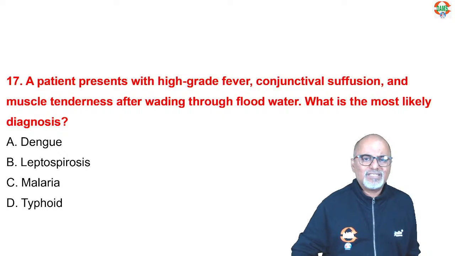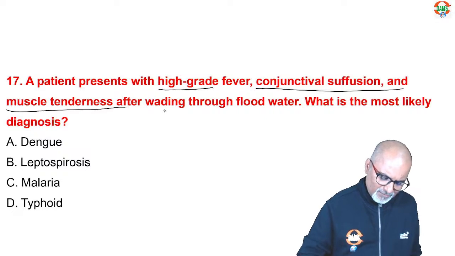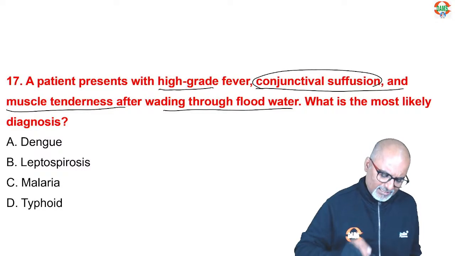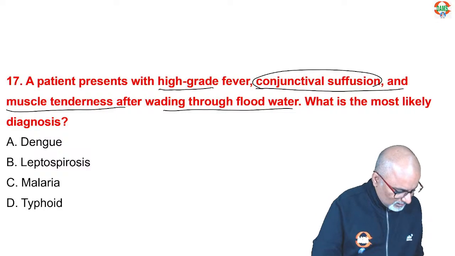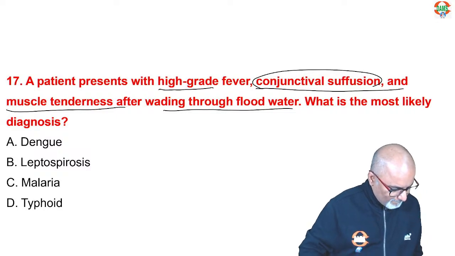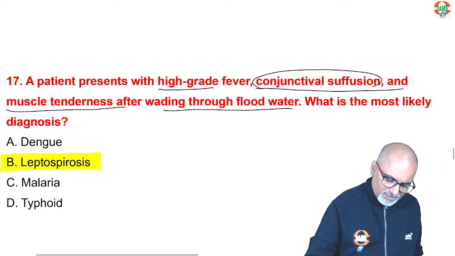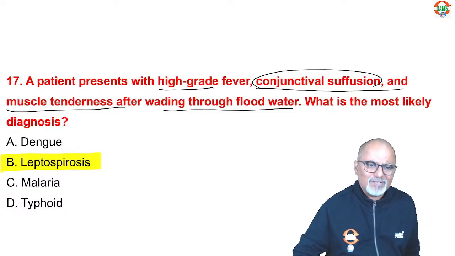Patient presents with high grade fever, conjunctival suffusion and muscle tenderness after wading through flood water. Wherever conjunctival suffusion, high grade fever, always remember leptospirosis. Because dengue, you have subconjunctival hemorrhage, bleeding, fever.